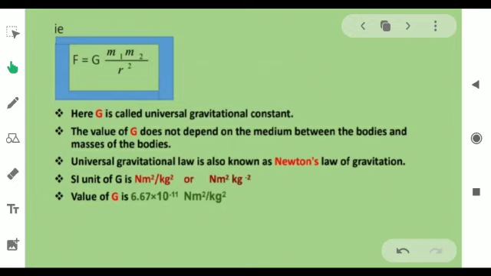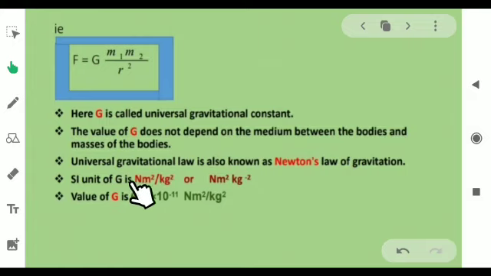Clear? Yes. Then the value of G does not depend on the medium between the bodies or the masses of the bodies. So it's an important point. Clear? Yes. I have already told you that Newton discovered gravitation, therefore this universal law of gravitation is also known as Newton's law of gravitation. Clear?